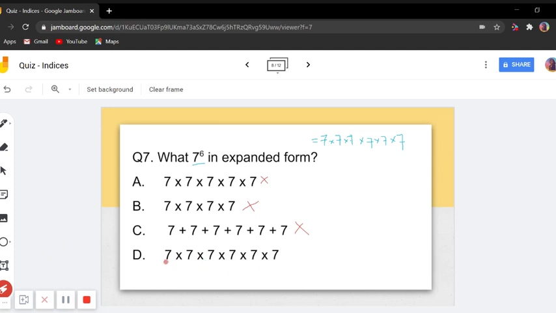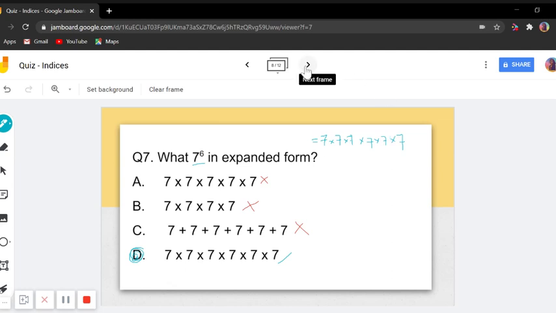Let's take a look. 7. 1, 2, 3, 4, 5, 6. Alright, it is 6 times. 7 is multiplied by itself for 6 times. Is it in multiplication form? Yes, this is in multiplication form. So option D is correct.